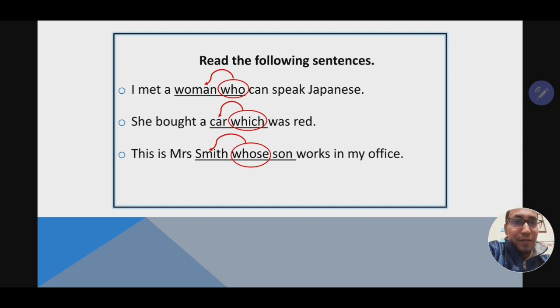Used for possession. Why? Even if we have Mrs. Smith, the son belongs to her. So this is what it is about. The son belongs to Mrs. Smith. That's why we have whose.